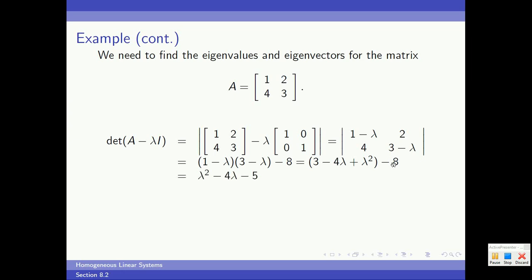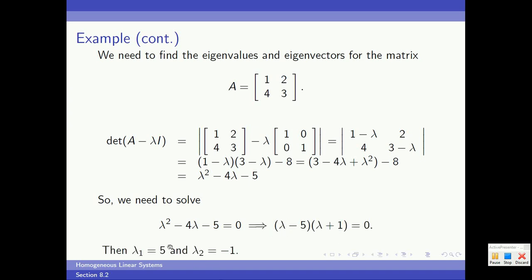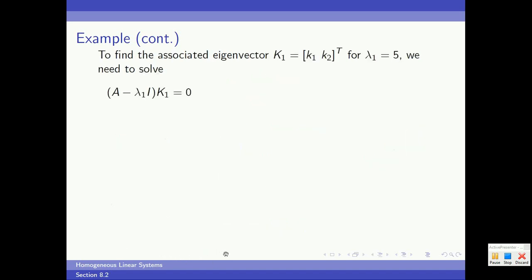So rewriting all these terms and simplifying, the 3 minus the 8 gives me minus 5. So I have lambda squared minus 4 lambda minus 5. This can be factored into lambda minus 5, lambda plus 1. So we get two eigenvalues, 5 and negative 1. These are two distinct real eigenvalues. So now to find our solution, we need the eigenvectors associated with each one of these.